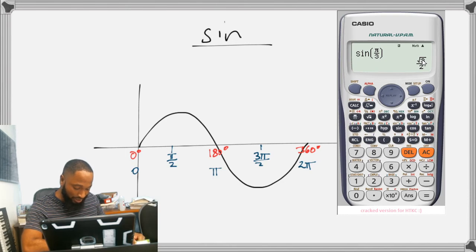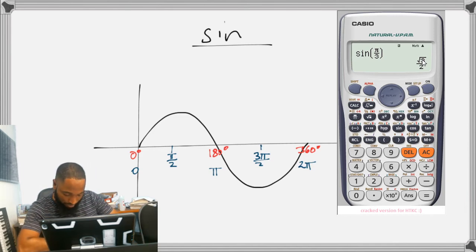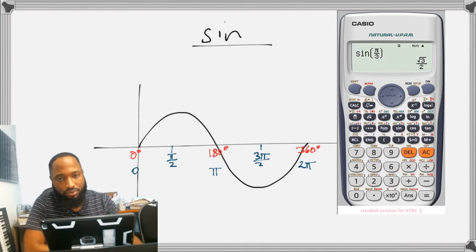So some of these special acute angles, you should know the cosine, the tan, and the sine of them, just for kicks. Let me look at them. This is how we figure out the first one.